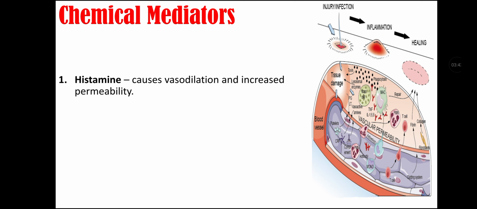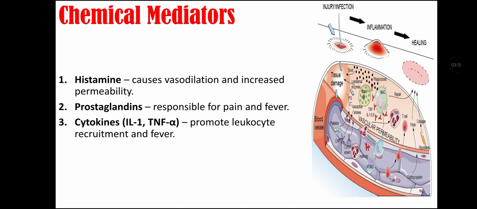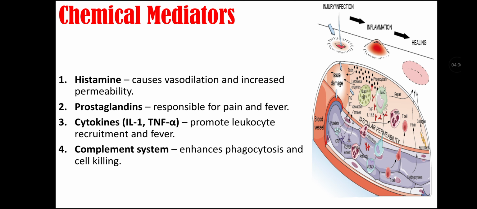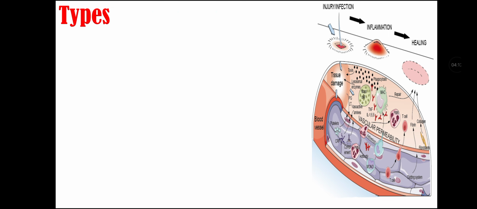Chemical mediators in acute inflammation. First is histamine. It causes vasodilation and increased permeability. Second chemical mediator is prostaglandin. It is responsible for pain and fever. Third chemical mediator is cytokines. It may include interleukin 1 and tumor necrosis factor alpha that promote leukocyte recruitment and fever. Fourth chemical mediator in acute inflammation is complement system that enhances phagocytosis and cell killing.